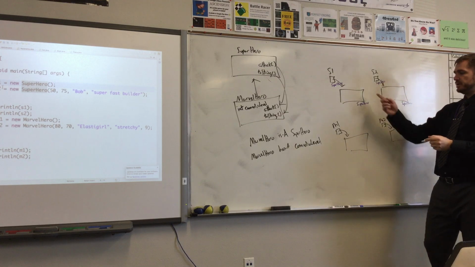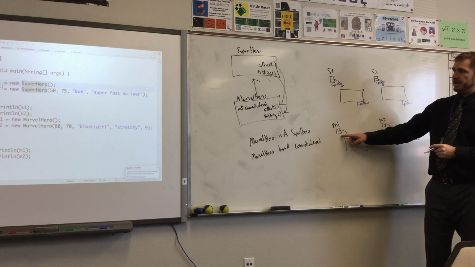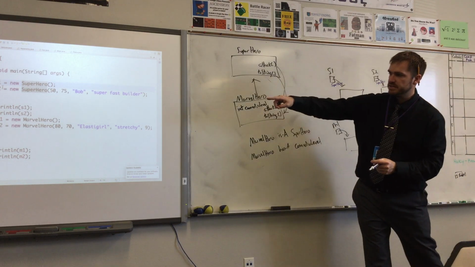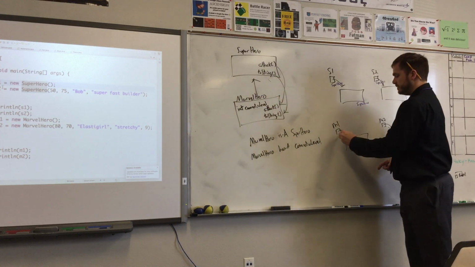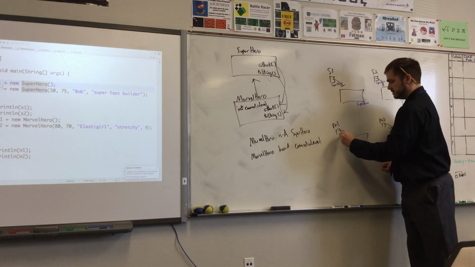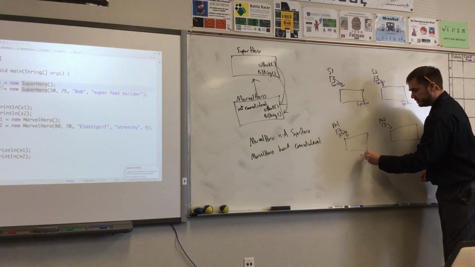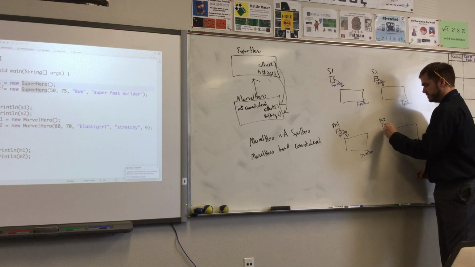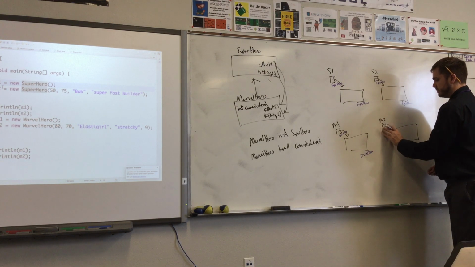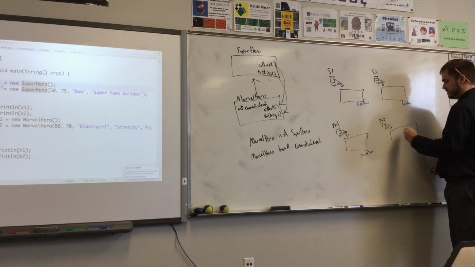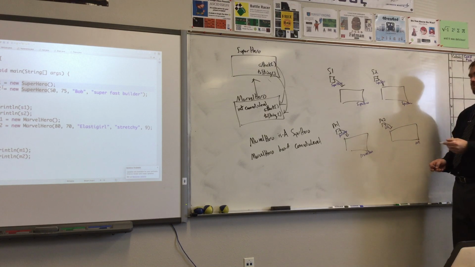So it can point to superheroes. M1 is a variable of type Marvel Hero, which means it can point to Marvel Heroes. I'm just going to put MH. Okay?